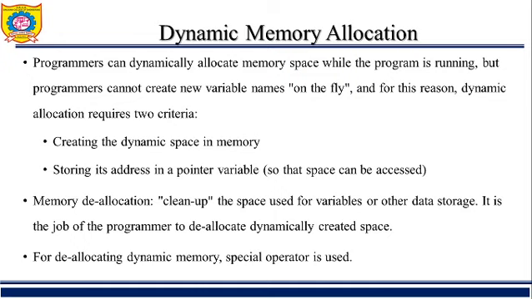we need to remember two points while creating dynamic memory. First, create the dynamic space by using the special operators, and store its address in a pointer variable. So here we need a concept called pointer. Before starting the implementation of the linked list, we go to this pointer concept. We need a pointer variable, which basically holds memory addresses. This we need while creating the dynamic space in memory.